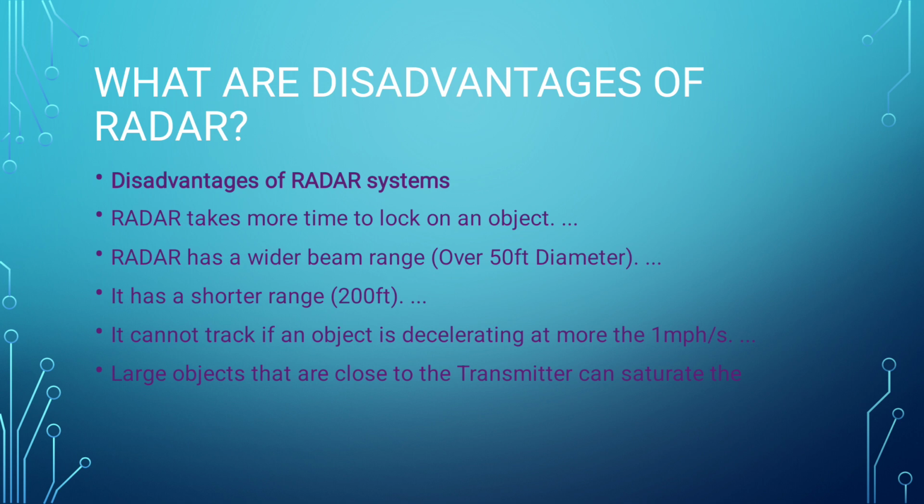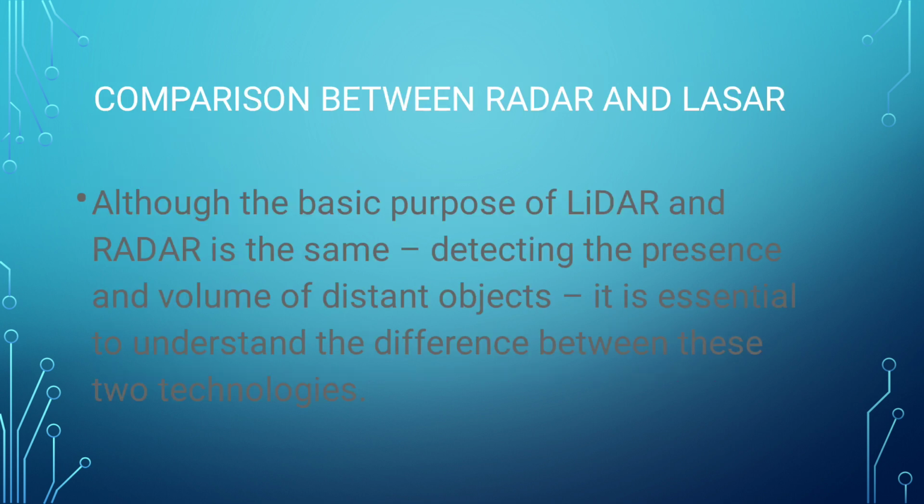Disadvantages for radar systems: radar takes more time to lock on an object. Radar has a wider beam range, over 50 feet in diameter. It has a shorter range, 200 feet. It cannot track if an object is decelerating at more than 1 mph. Large objects that are close to the transmitter can saturate the receiver.